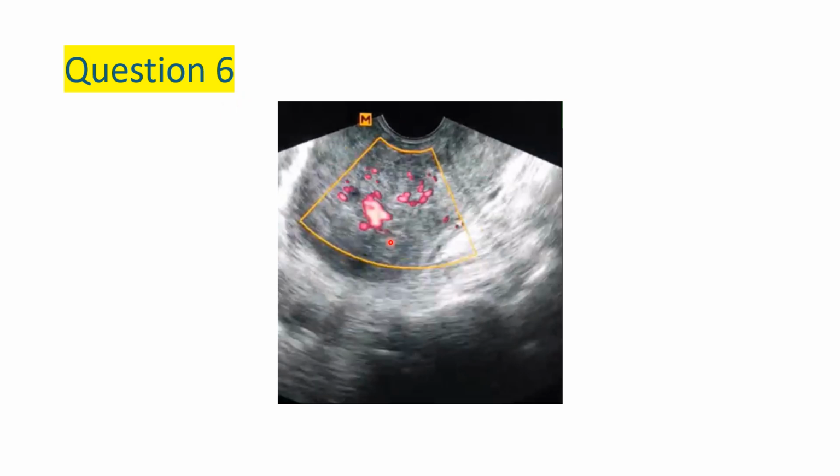So this is a malignant lesion. So the one that you're seeing, that's a malignant lesion there. So this is a cancer of the ovary. That's ovarian cancer. Okay.